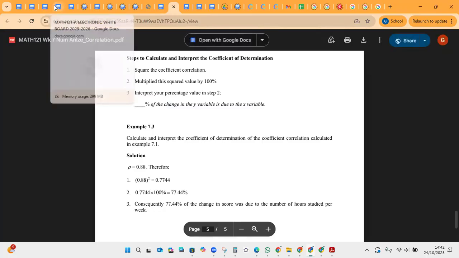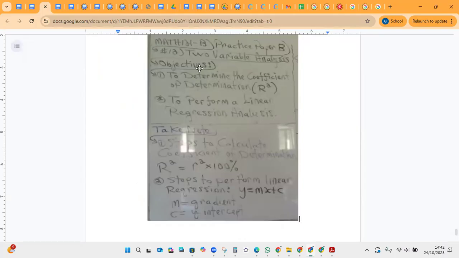So let's see where we have done that in our example. Here, as you can see, it says Math 121B, which of course is the same content as Math 121D and A. Practice paper B, number 12. So we are in a two-variable analysis, looking at how two variables are correlated, unlike mean, median, mode, variance and standard deviation, which are single-variable analysis. Here we have two variables correlated with each other. The objective is to determine the coefficient of determination R squared, and number 2 is to perform a linear regression analysis.